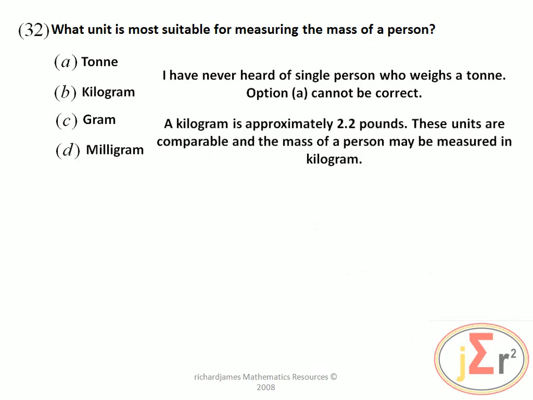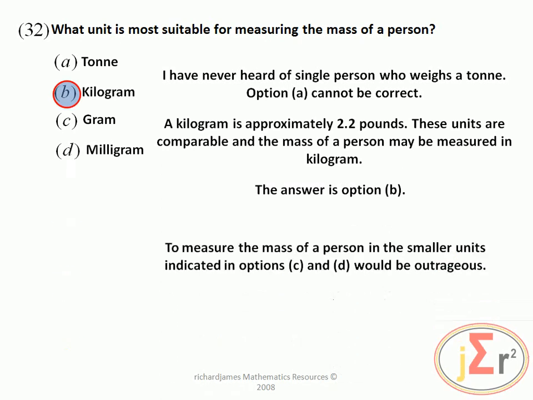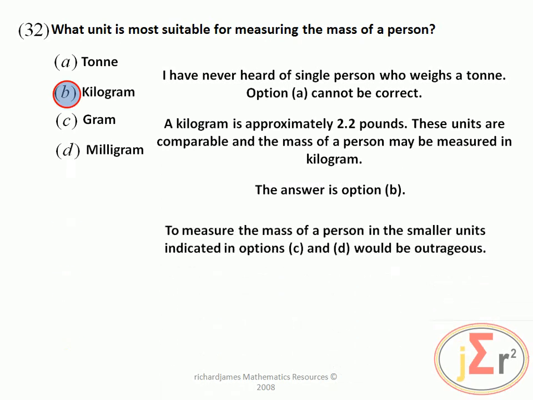A kilogram is approximately 2.2 pounds. These units are comparable, and the mass of a person may be measured in kilogram, not tons. The answer is option B. To measure the mass of a person in the smaller units indicated in option C and D would be outrageous.